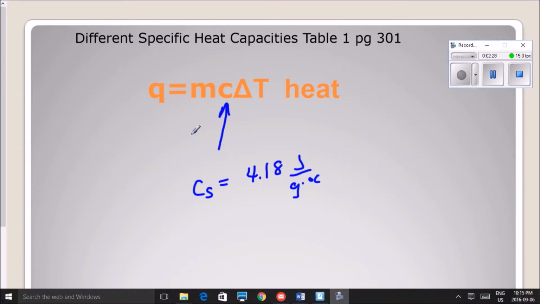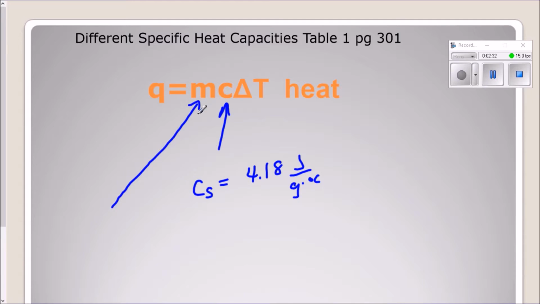So m is the mass, and that's going to be in grams. And delta T is going to be the change in temperature, which is calculated in degrees Celsius. Now when you multiply these three things together, if you look at the units, the Celsius will cancel out, the grams will cancel out, and you'll get your units in joules.